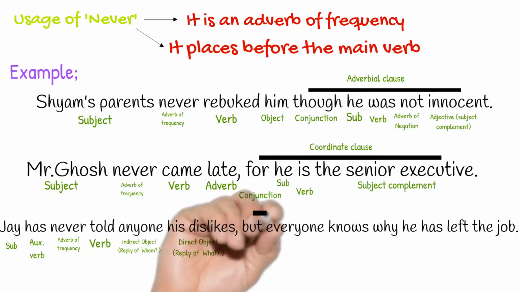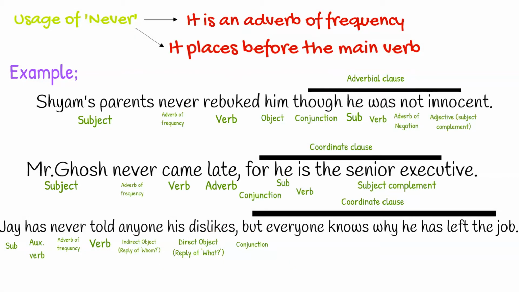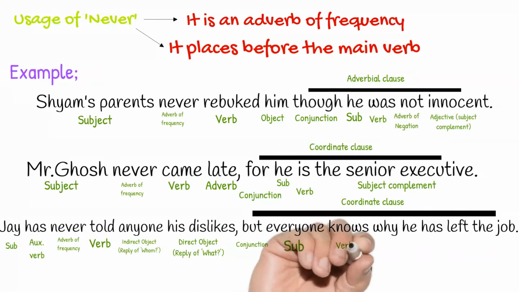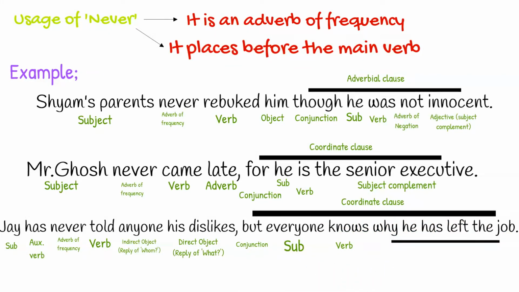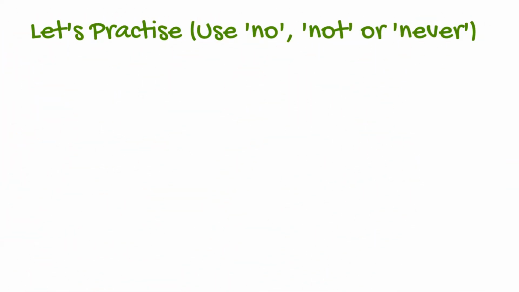But everyone knows why he has left the job is the coordinate clause. But is the conjunction which joins these two clauses, everyone is the subject, knows is the verb, and why he has left the job itself is a clause and acts as the object of the verb knows, and this is a noun clause. Let's practice some examples.